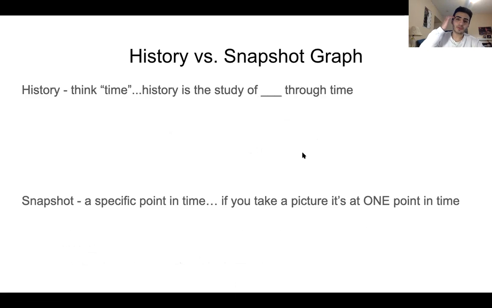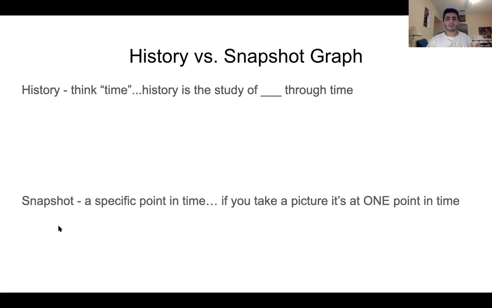Okay, so let's get into what everyone's stressing out about: history and snapshot graphs. Before we get into this, let's define what each of them are, and let's have a clear understanding of what it actually means and why they're named this way. When I think of history, I think of time. Specifically, we study politics over time. That's history. We study events over time, but the keyword is time. So when you're looking at a history graph, the x-axis is always going to have a time component.